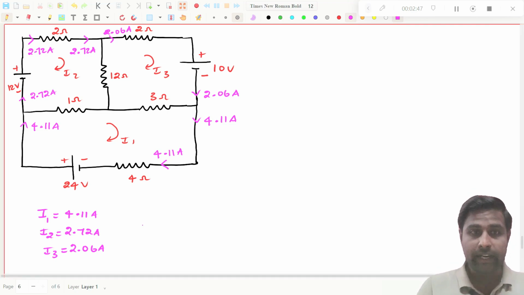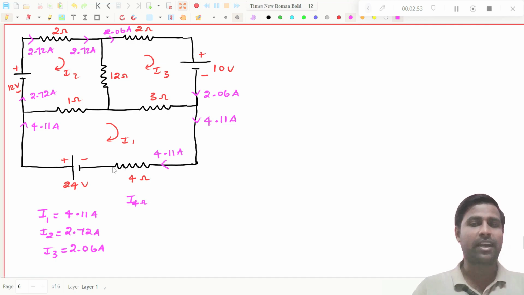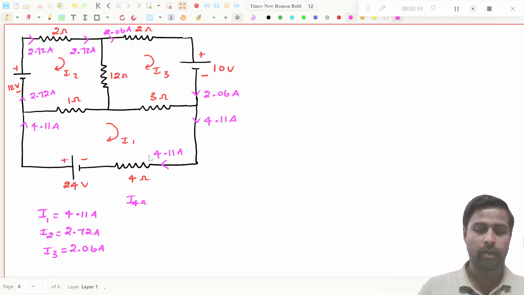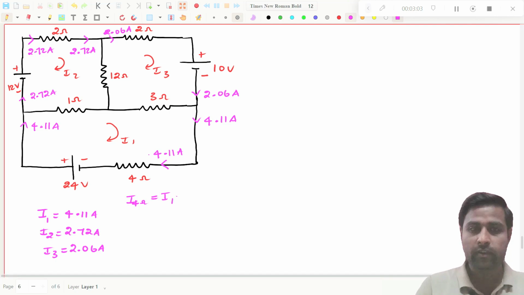I will write directly the current through the 4 ohms resistor. You see, this 4 ohms is connected in only the first loop, right? This 4 ohms is not related to the second loop or third loop. So you directly write that I through 4 ohms will be I1, that is nothing but 4.11 amperes. No problem with that.